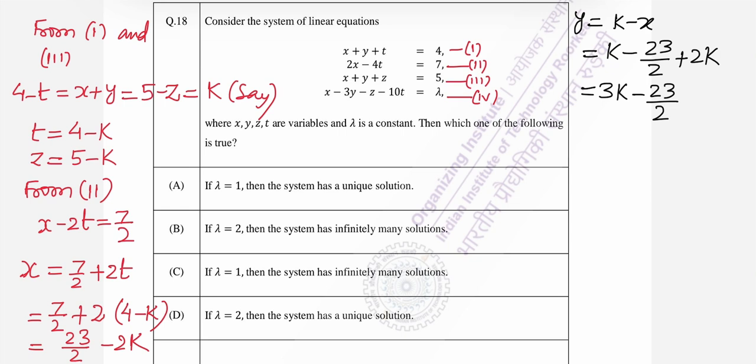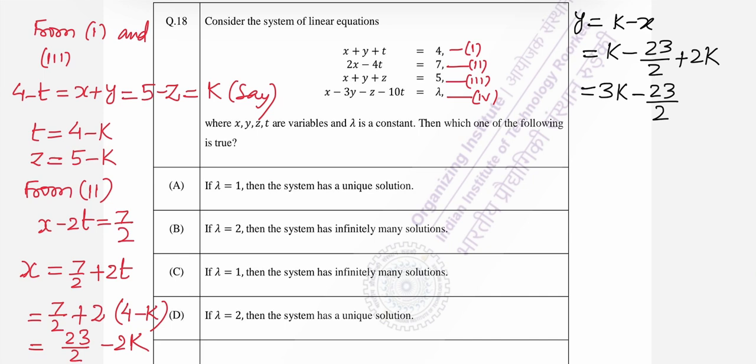So we have got, I show you, here is our t in terms of k, here is our z in terms of k, here is our x in terms of k, here is our y in terms of k. So we have expressed the variables given in the question. In the question you see there are 4 variables x, y, z and t. All the 4 variables have been expressed in terms of k.